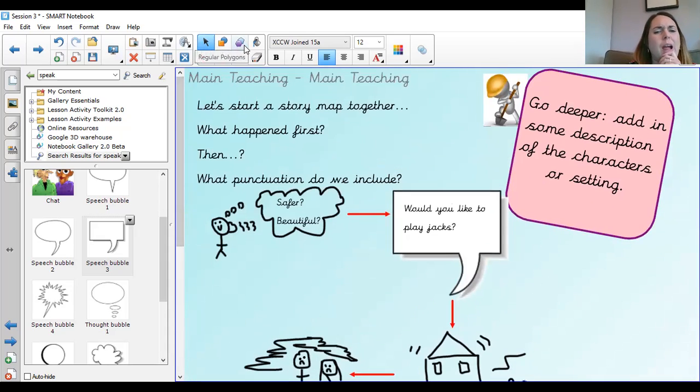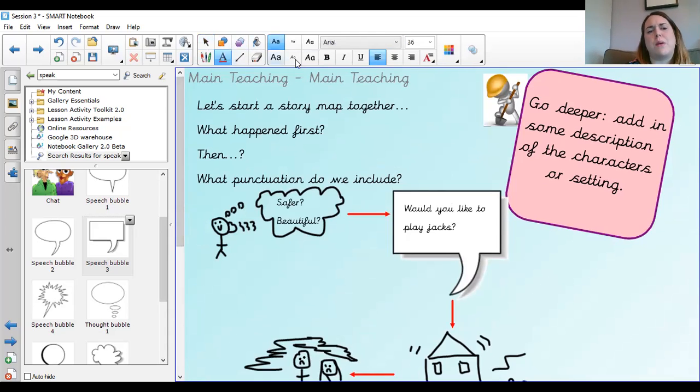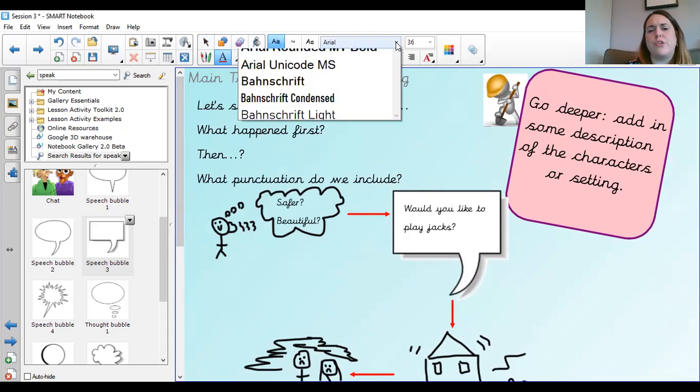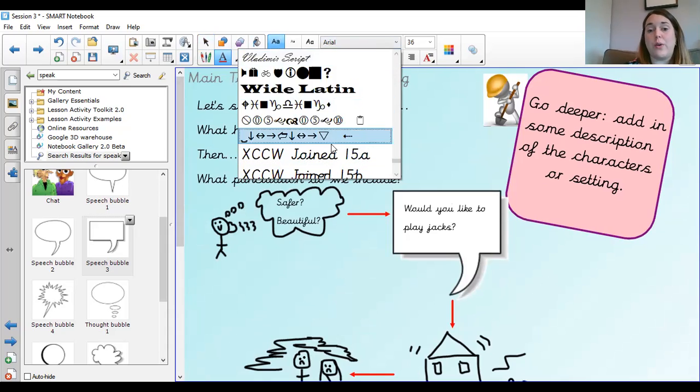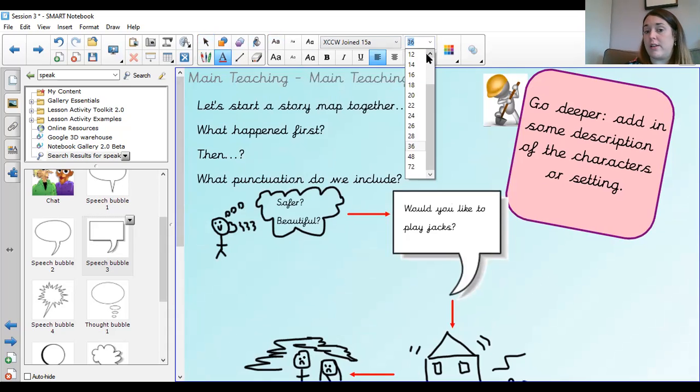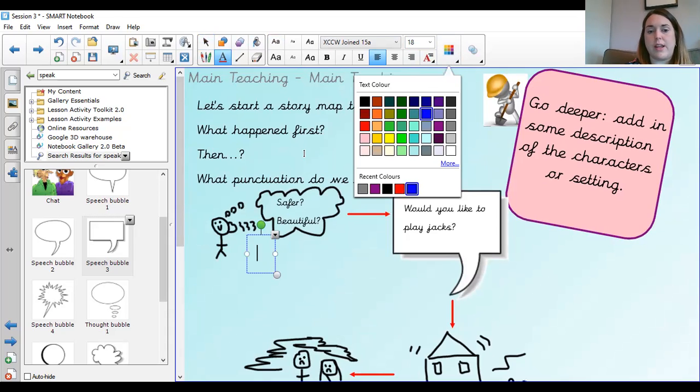Now I want to think about my vocabulary. What vocabulary should I add to my story map? I'm going to choose to do that in a different colour. You don't have to do it in a different colour if you don't have different colours. It's absolutely fine if it's in the same colour. I'm just going to do it in a different colour to make it clearer for you to see.